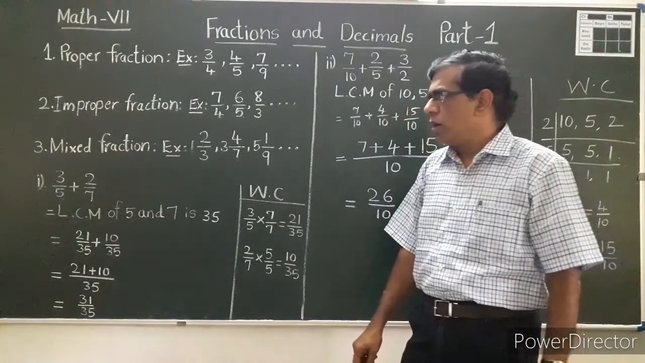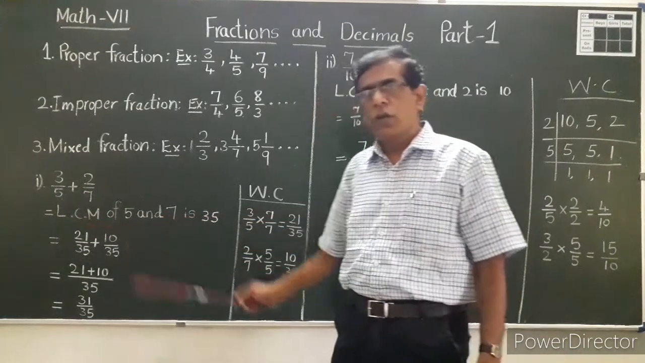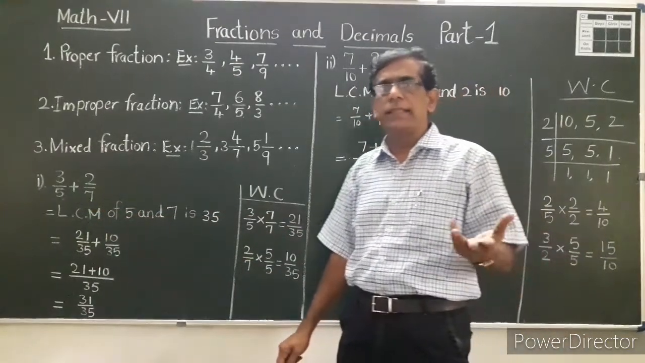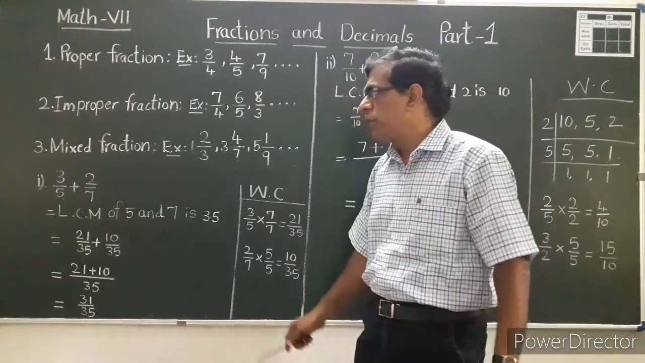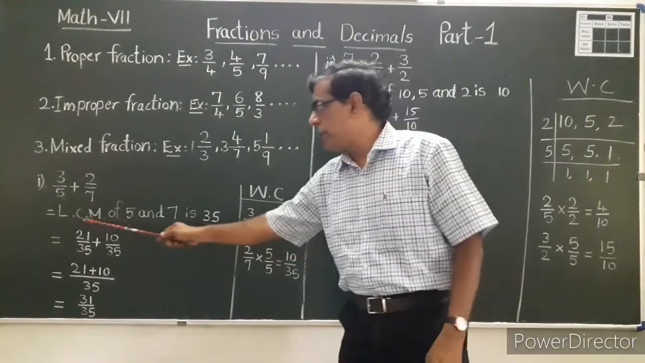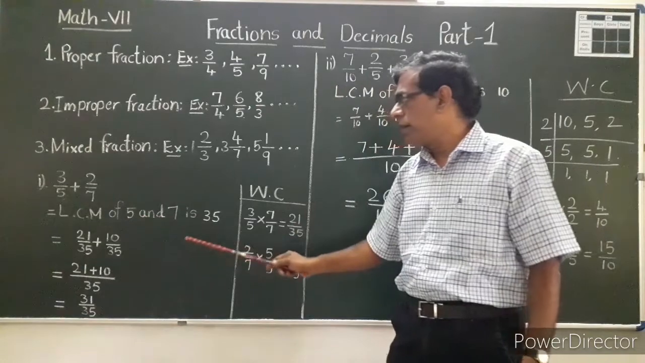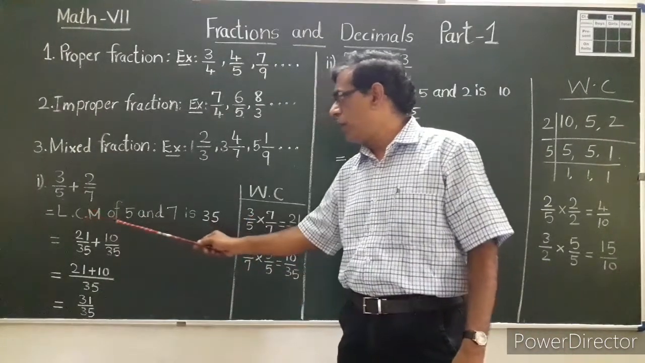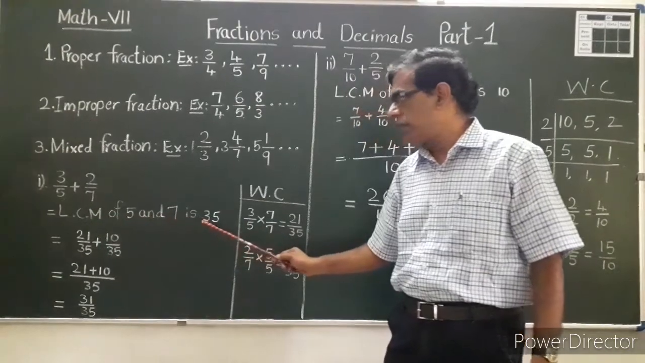In the first step, we take the LCM of the denominators. Here the denominators are 5 and 7. The LCM of 5 and 7 is 35.